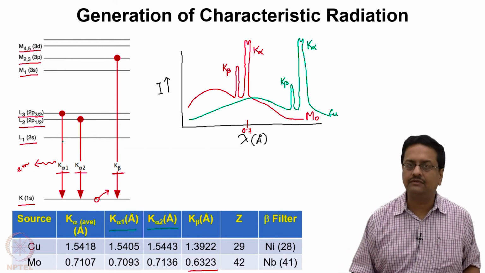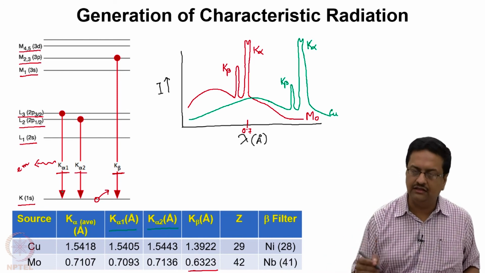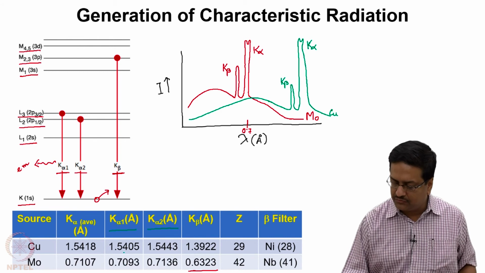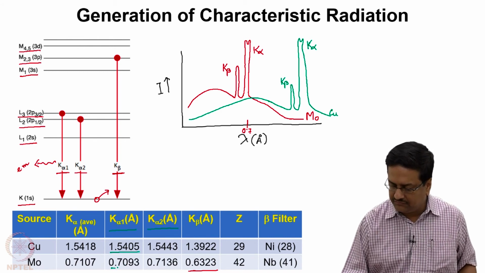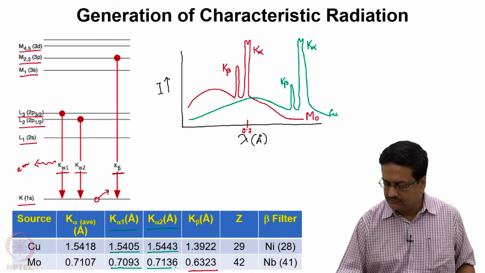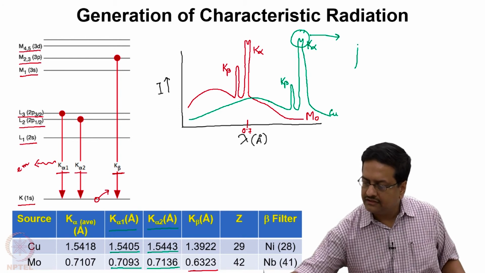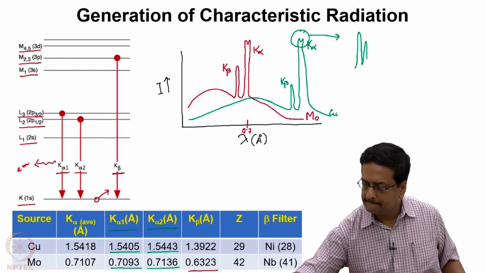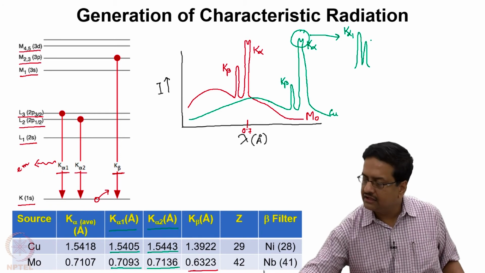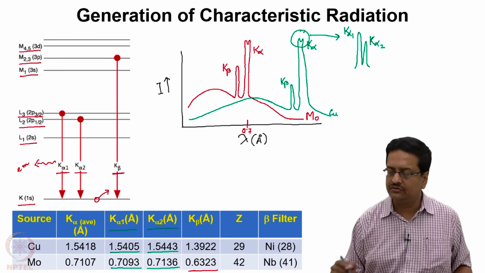As we see on the left hand side figure, alpha 1 has higher energy, which means a smaller wavelength. So alpha 1, if you see for both copper and molybdenum, the wavelengths are smaller than the corresponding wavelengths of alpha 2. So the expanded version of this tip is like this. This one is K alpha 1 at a lower wavelength and K alpha 2 at a slightly higher wavelength in both cases, copper and molybdenum.